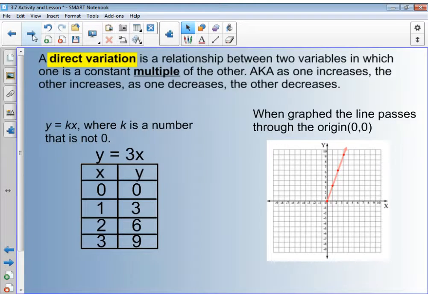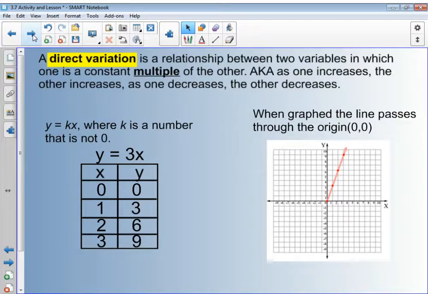The definition of direct variation is a relationship between two variables in which one is a constant multiple of the other. If you pay attention, as one of your numbers increases, the other will also increase, and the opposite: if one decreases, the other will also decrease.